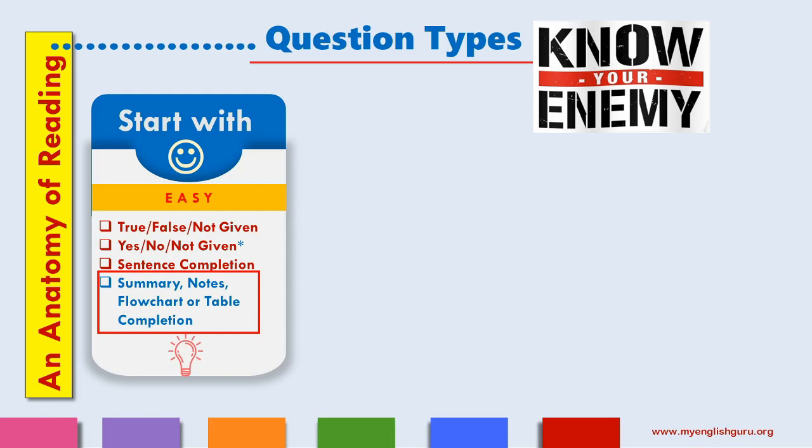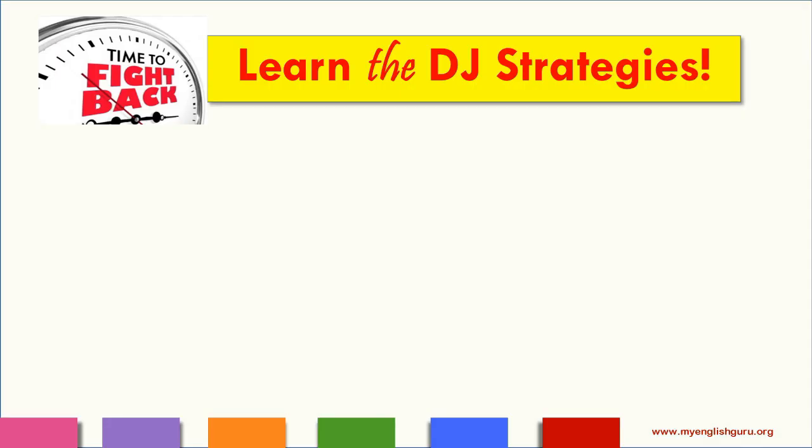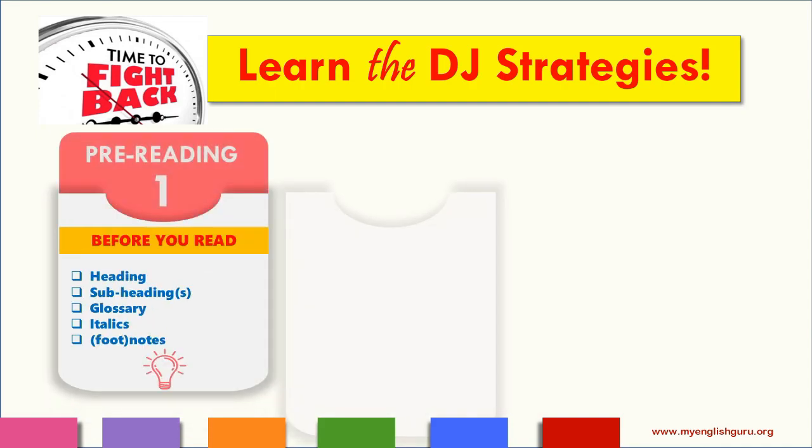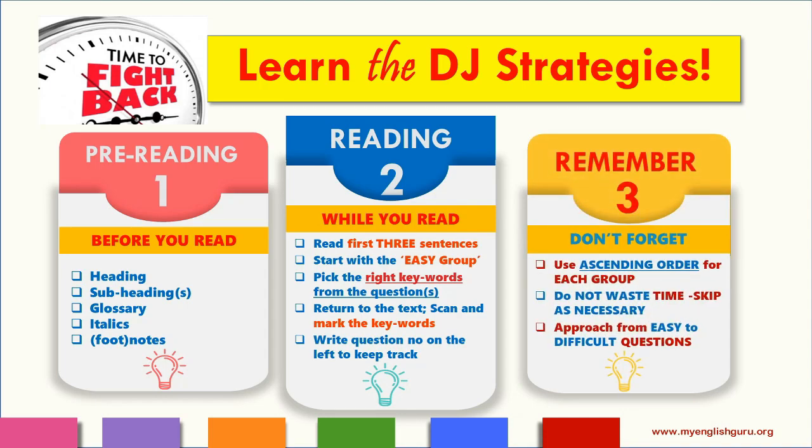So the question types, as you know, there are quite a few types of questions, around 10 types of questions you will find, but you can see the box here: summary, notes, flowchart, or table completion. We're going to address this today. As I mentioned before, the strategies: before you read, you have to do something; during reading, you have to do something, and you have to remember some points. But we're not going to discuss this today. However, these 3 points are important.